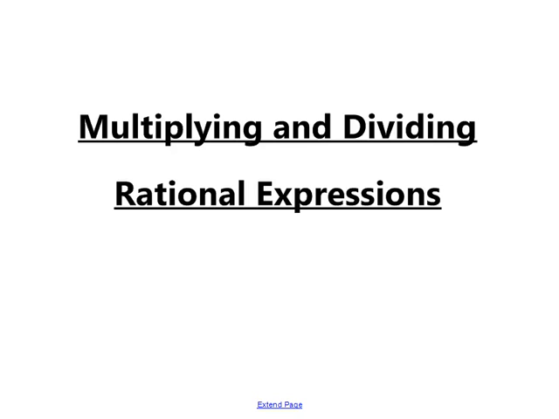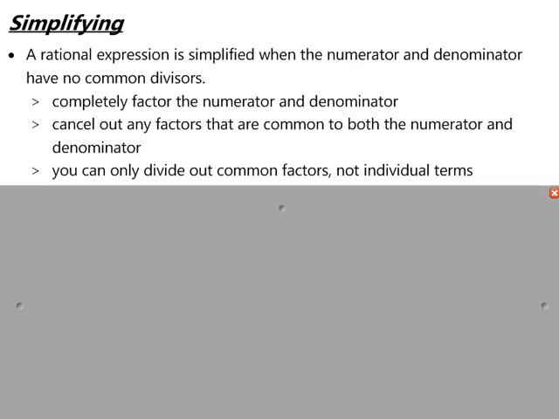Multiplying and dividing rational expressions. First, let's talk about simplifying rational expressions. A rational expression is simplified when the numerator and denominator have no common divisors. So, in order to make sure that happens, first we need to completely factor the numerator and denominator.